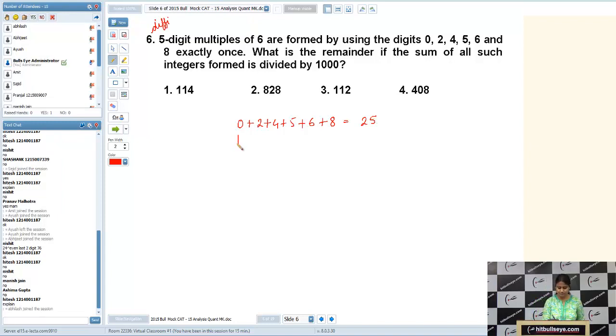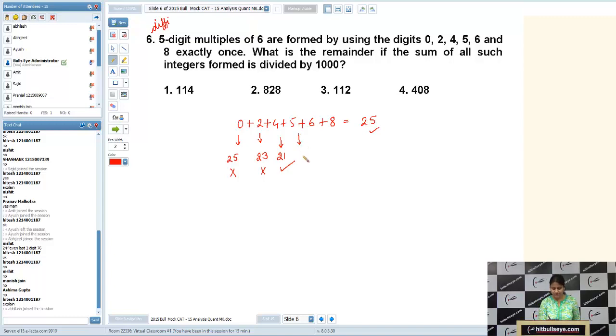If we drop a 0, the total will be 25 only. In case we are getting SOD, I mean sum of digits, as 25, the number will not be divisible by 3. So this option is out. If we drop 2, the sum will be 23. Again not applicable. Why? Because the number should be divisible by 3. And what is the divisibility rule of 3? Sum of digits should be divisible by 3. If we drop 4, the sum will be 21. So this is in, because my number will be divisible by 3.